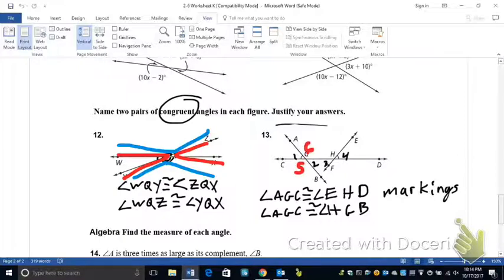As a matter of fact, all the black angles would be congruent either by being vertical angles or by being congruent to each other, because 1 and 4 are congruent. That means 2 and 3 are also congruent. And then we could also say that any of the red angles, 5, 6, 7, 8, are also congruent.